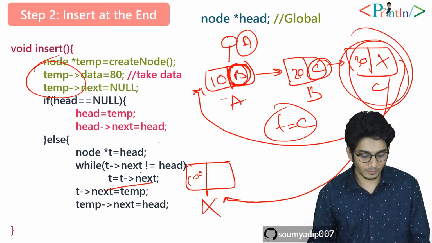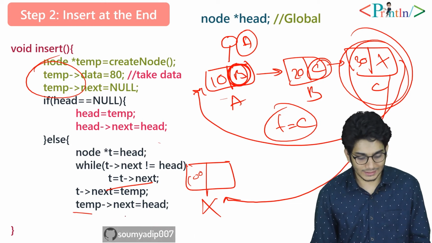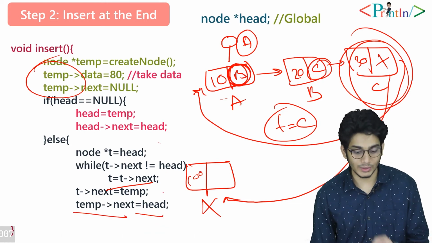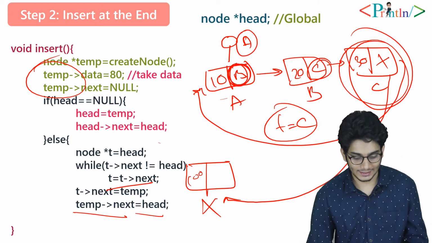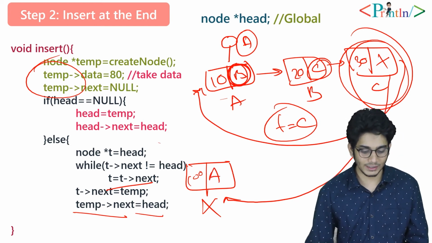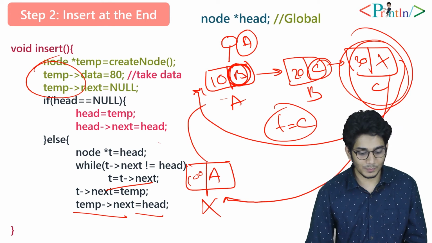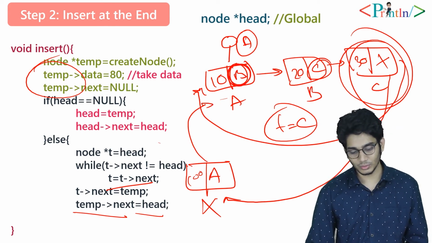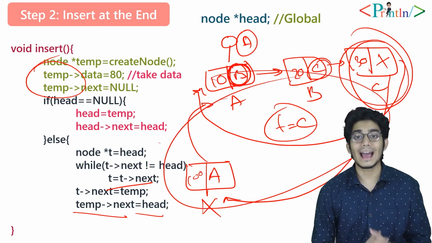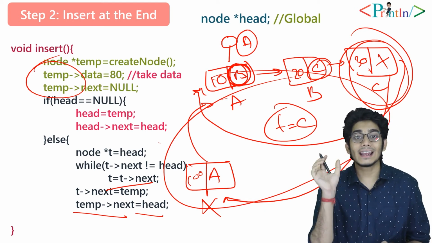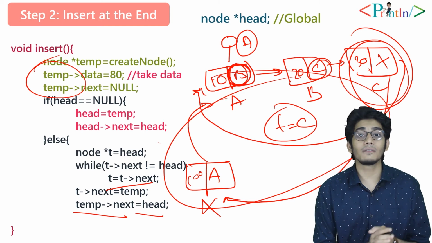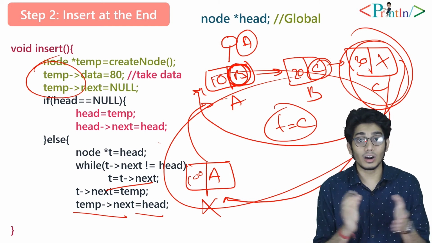Now what we'll do? We'll put temp next equals head. So what is the value of head? The value of head is A. So we'll just put A over here. Now this temp will be pointing to the first node. So you can see that one circle has been created. So this is how we can add any node at the end of a circular linked list or singly circular linked list.